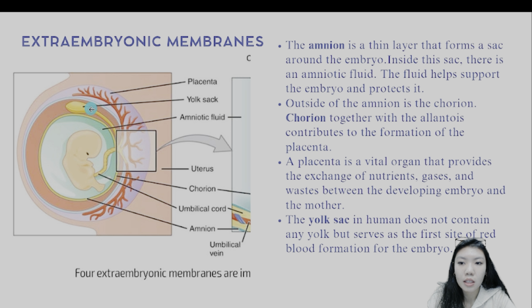And here we can see the yellow yolk sac, but here's the difference. Humans don't have a functional yolk sac, but other animals might have one. But the yolk sac helps in the formation of blood for the embryo.